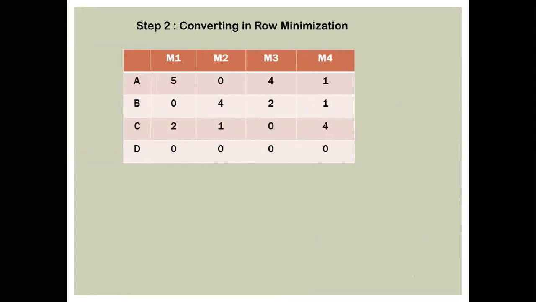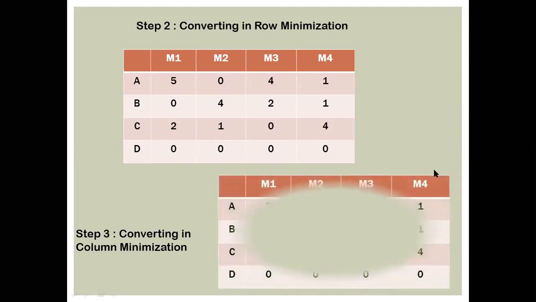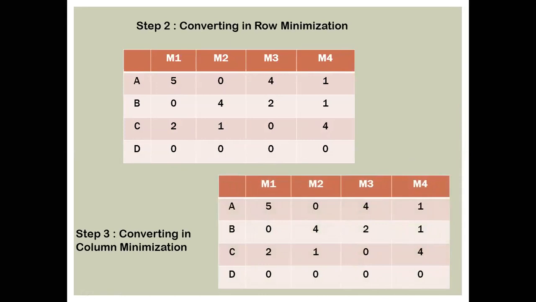So with this, you get your second step, that is you will convert it in row minimization. So the matrix which you will get will look like this. After that, step 3 will be converting in column minimization. So for column minimization, you have to find out minimum numbers from each column, which sums up to 0. There are 2 zeros in the first column, 2 zeros in the second column, 2 zeros in the third column, 1 zero in the fourth column.